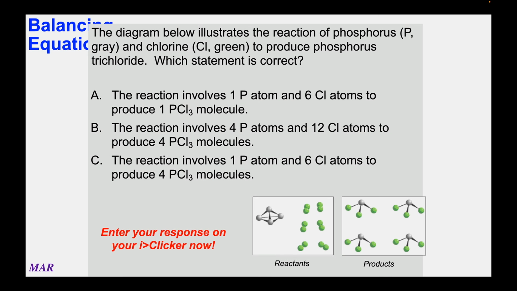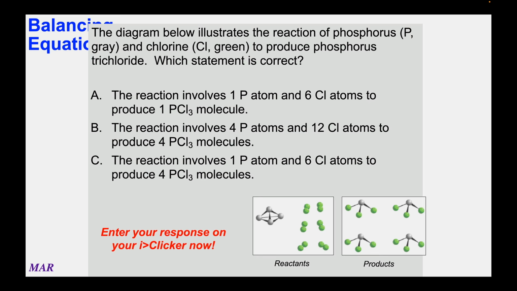Here's a question you might see. It says the diagram below represents the reaction of phosphorus and chlorine to make phosphorus trichloride, and which statement is correct? All right. So first of all, you can see there's a big P4. Phosphorus is a tetramer. It comes in sections of 4. And you have then 6 little Cl2 interactions. Those are the green atoms on the reactant side. And on the right-hand side, you end up with 1, 2, 3, 4 phosphorus trichlorides.